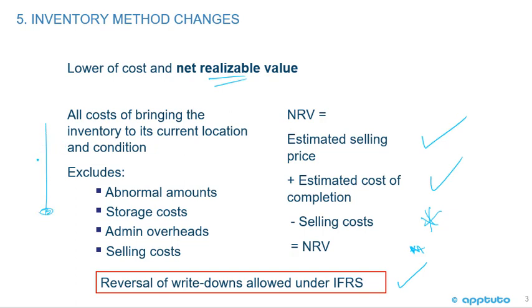And just a quick reminder here, again, talking about inventory, the initial recognition. All costs to bring the inventory to the current location, and it excludes the abnormal amounts, the storage costs, the admin overheads, and the selling costs. We've seen that in a previous LOS, and we've done some practice questions on that. With that, that's the last slide for this LOS.